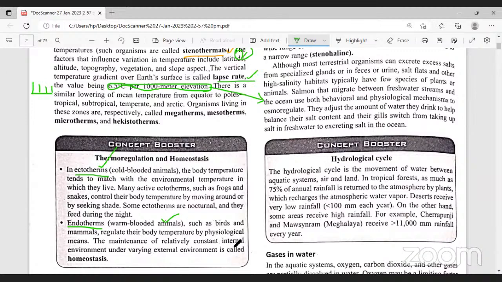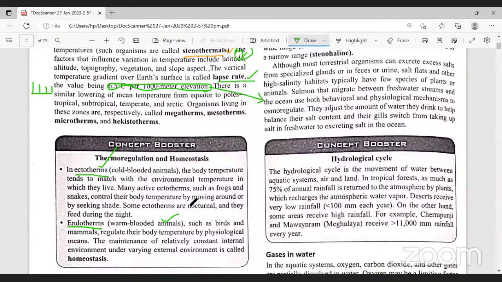The maintenance of a relatively constant internal environment under a varying external environment is called homeostasis. What is the meaning of homeostasis? Take an example: you are in a tropical region, isn't it? Suppose we are moving to Kodaikanal or Ooty or whatever it may be, your body temperature will be adjustable. The inner environment compensates with the external environment. Such organisms are called homeostatic; they all come under endotherms.